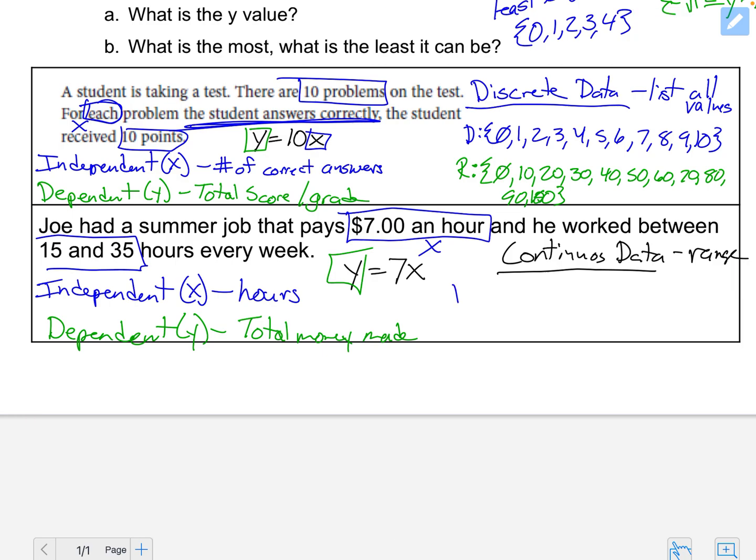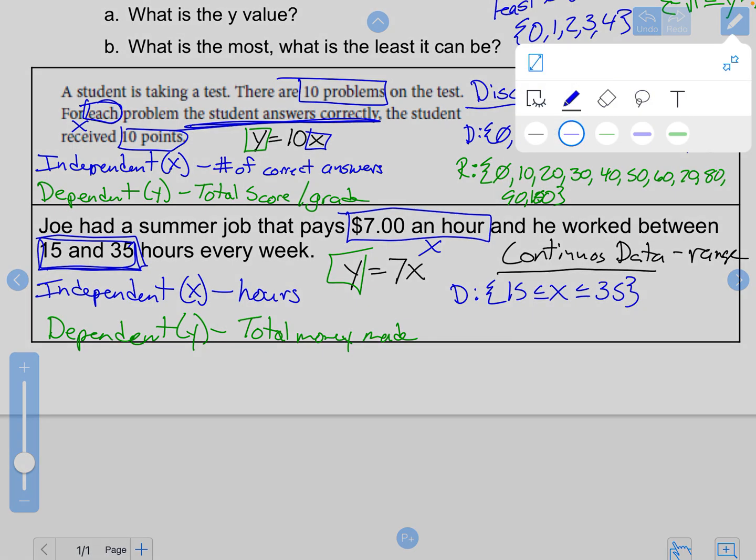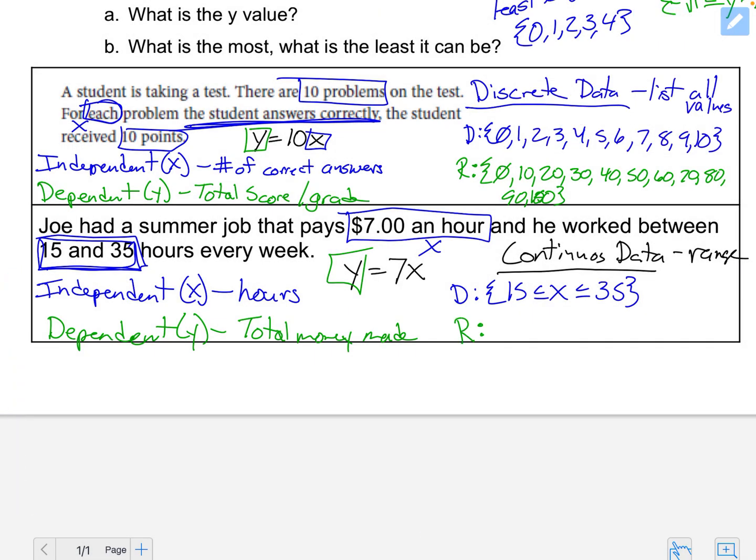So if we're doing domain, I know that domain is my X value, and I know that my X value is hours. So the problem tells me that Joe works somewhere between 15 and 35 hours every week. So the least amount of hours he works is 15, but he could work anywhere between 15 and 35. So I'm going to go 15 less than or equal to X, less than or equal to 35. So he's somewhere between these two numbers, and the equal to tells me it could be 15 or it could also be 35. So now when we're trying to find the range, we need to see what is the range of money Joe can make.